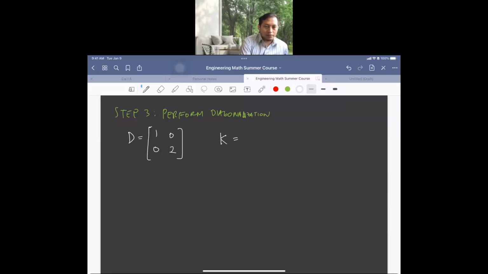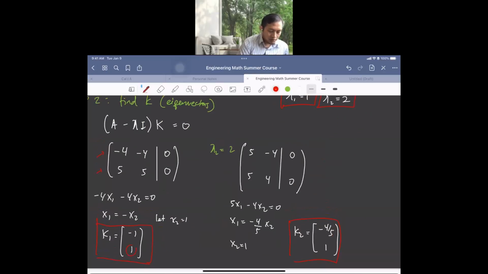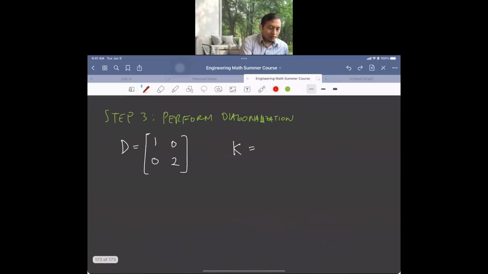And we are writing the K, making this 1 here at the bottom. So why do we need to take this? Actually, we can take x2 as any constant, but we just need to take this equal to 1. Okay, so we write -1 and 1, and -4/5 with 1. This corresponds with this, right? And this corresponds with this, okay?